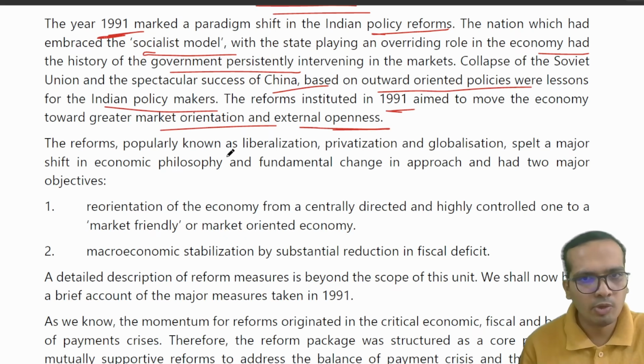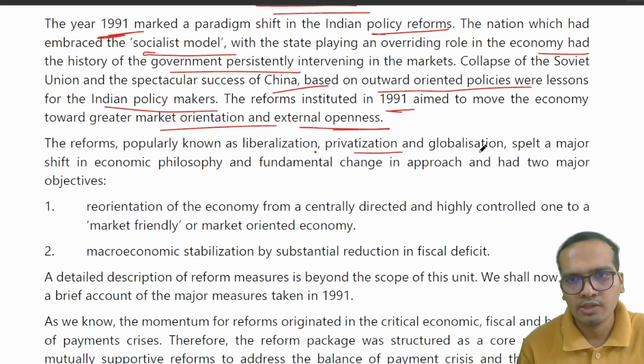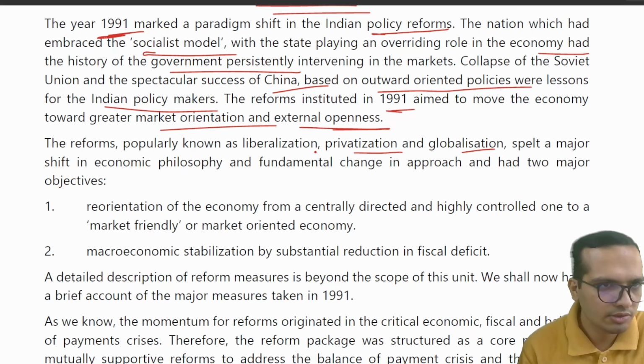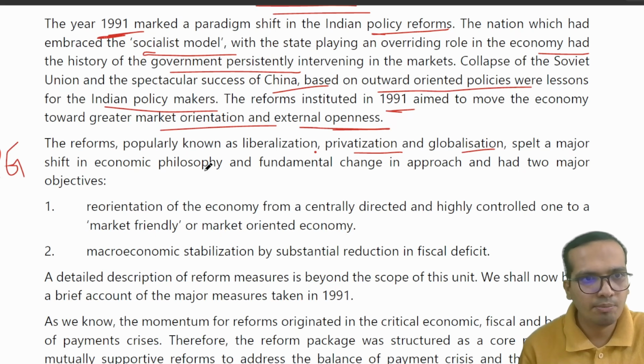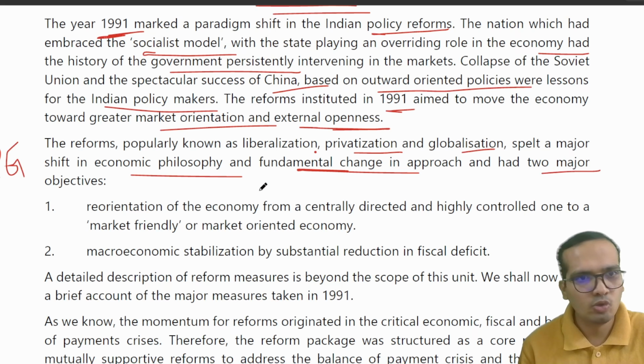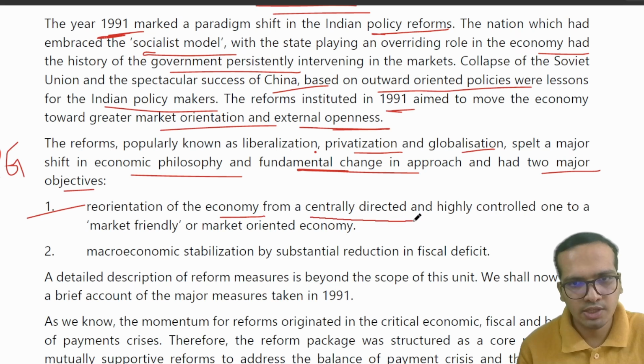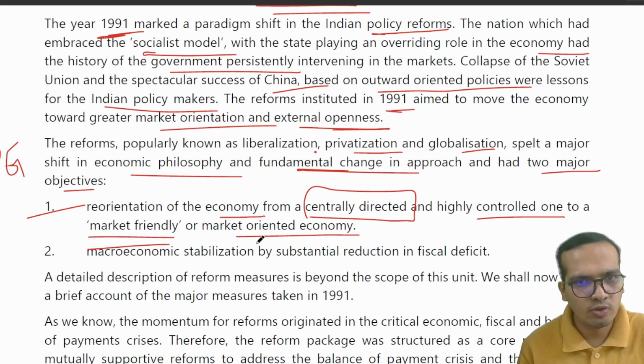The reforms, popularly known as LPG, liberalization, privatization, and globalization, marked a major shift in economic philosophy and a fundamental change in approach and had two major objectives. First, reorientation of the economy from a centrally directed and highly controlled one to a market friendly or market oriented economy. And second, macroeconomic stabilization by substantial reduction in fiscal deficit.